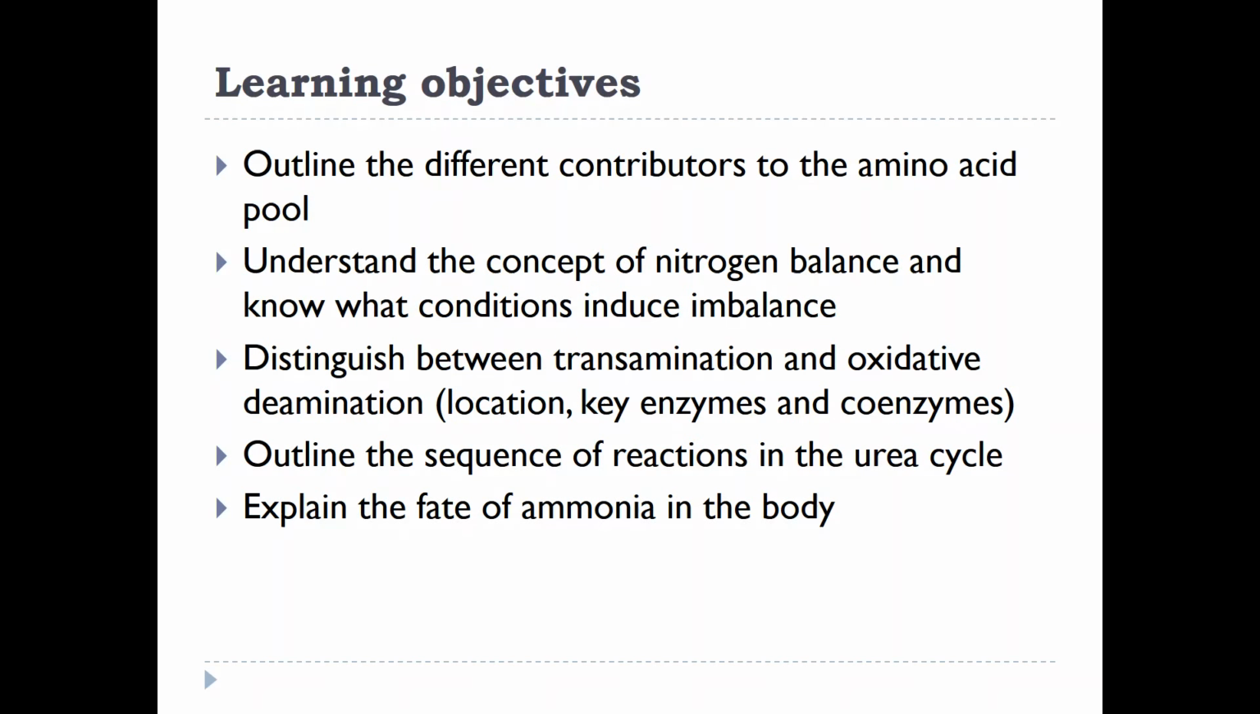Also, you will need to outline the sequence of reactions that occur in the urea cycle and be able to determine the location for each one of them, given the fact that the urea cycle is a process that occurs in different cellular compartments. Also, you will need to be able to explain the fate of urea in the body and also the fate of ammonia, and what happens if ammonia accumulates at levels that become toxic to the body.